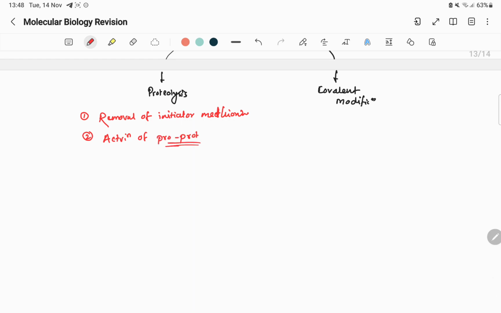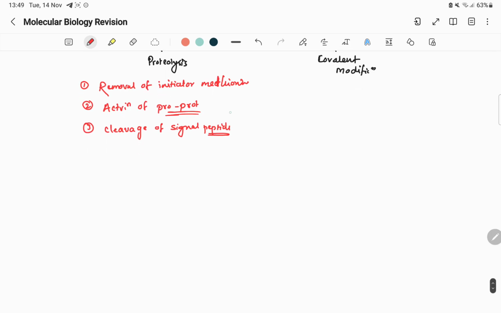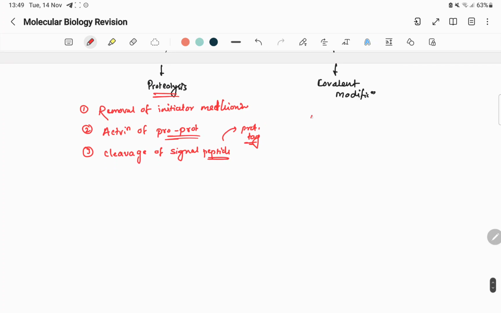Proteins like trypsinogen are converted into trypsin, chymotrypsinogen into chymotrypsin, procarboxypeptidase into carboxypeptidase, proelastase into elastase, pepsinogen into pepsin, and many of them. Then cleavage of the signal peptide. The signal peptide is a molecule that is attached, which is important for protein targeting and sorting mechanisms. This is also cleaved by proteolysis. Understood? After this, we can have covalent modification.